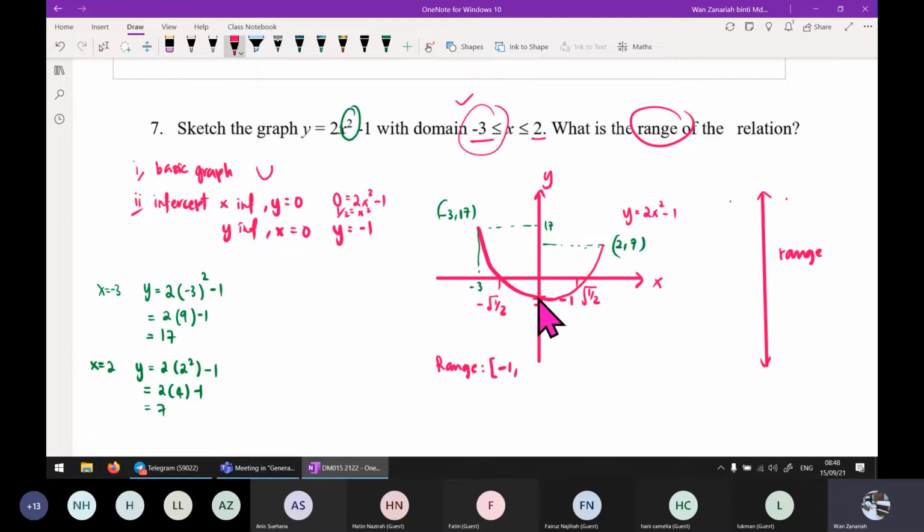Because when you sketch the graph, this is the minimum point. Dia bukan berlubang macam ni. Dia mesti ada graph. That's why dia smooth saja. Okay? Alright. So, -1 up to apa? What is the highest? You tak bolehlah cakap infinity. You cannot say -1 until infinity. Because we are given domain and the highest graph that it can be is only 17. Where 17 is also included.